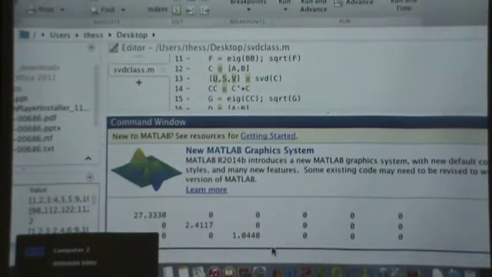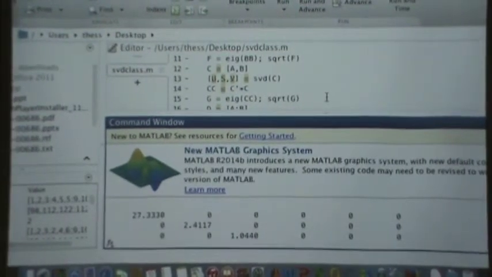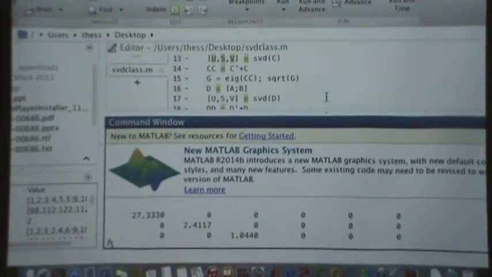All right, here we're back again. Okay, so that's that one. Now, this is another case. D is A semicolon B. This takes the matrix B and puts it under the matrix A.